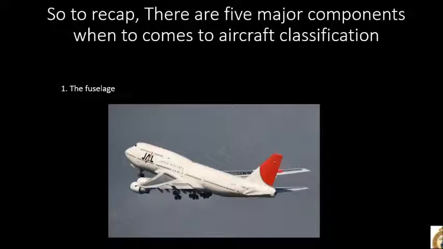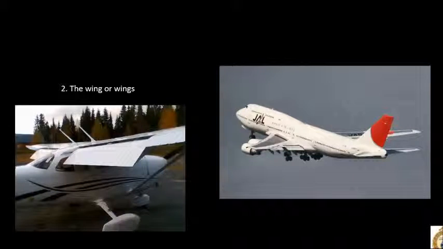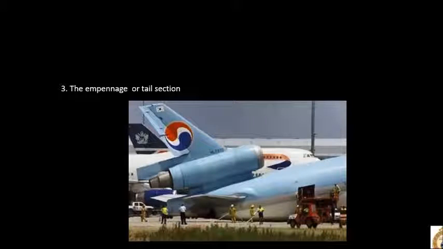So to recap, there are 5 major components when it comes to classifying an airplane as an airplane. I'll put aircraft there, but just think airplane. We have a fuselage. We talked about that. Houses the cockpit, passengers, cargo, main attachment of all the parts. Wings. Planes got to have wings. Gliders have wings, but when we talk about wings, we're saying this is just one aspect of what makes an airplane. We have a tail section, or empennage.